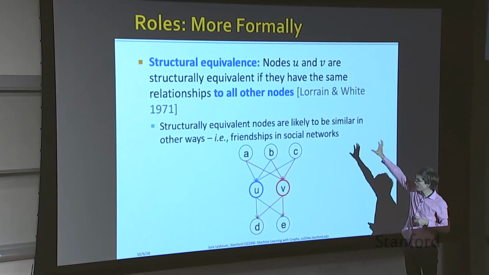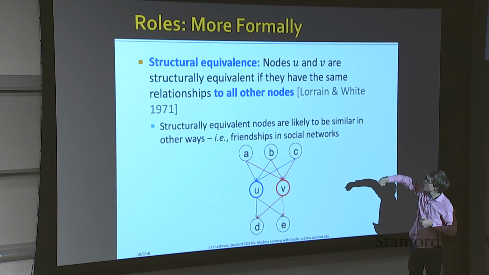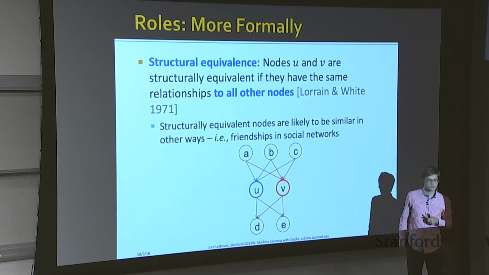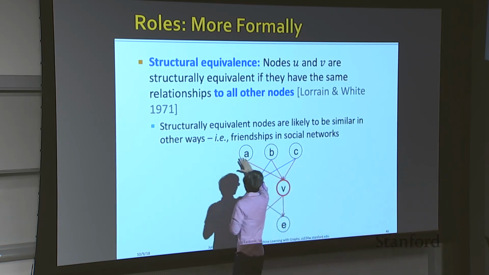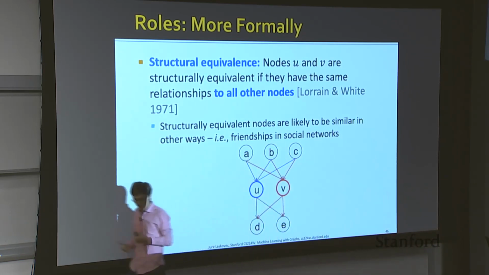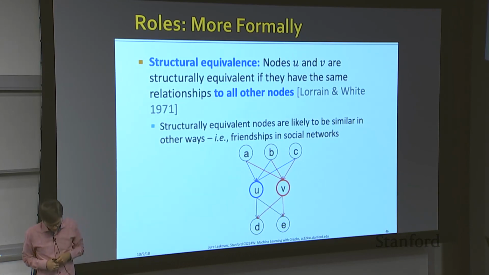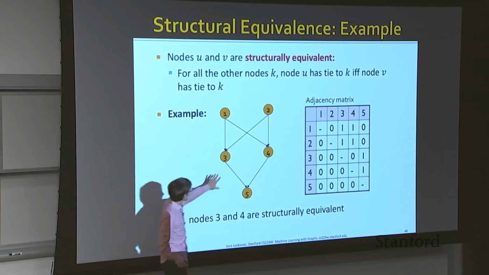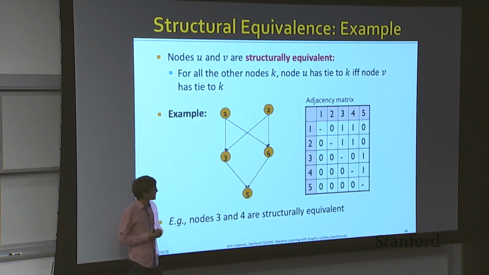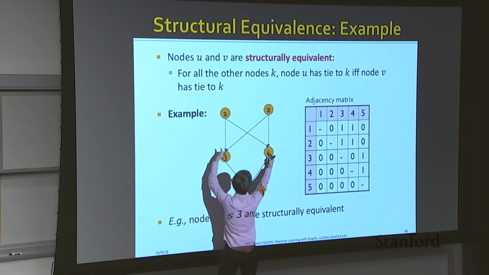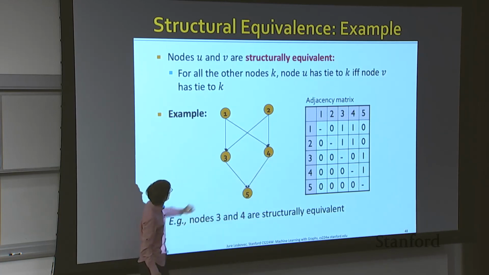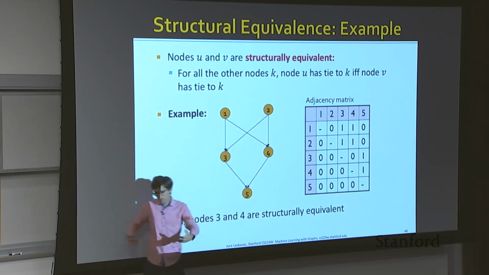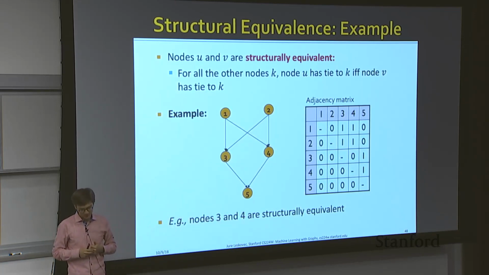Notice that the way the definition is up here, it's very restrictive because it says if they have the same relationships to all other nodes, right? Here that means to nodes A, B, C, D, and E. But nodes U and V are structurally equivalent. And here's another example where you can take the graph and ask what nodes here are structurally equivalent. You know, nodes 3 and 4 are structurally equivalent, and nodes 1 and 2 are structurally equivalent because they link in the same way to the rest of the network.